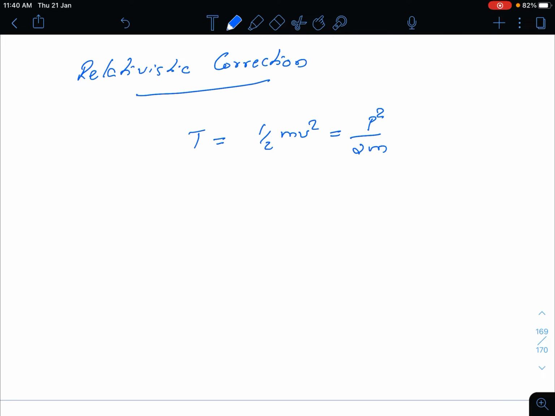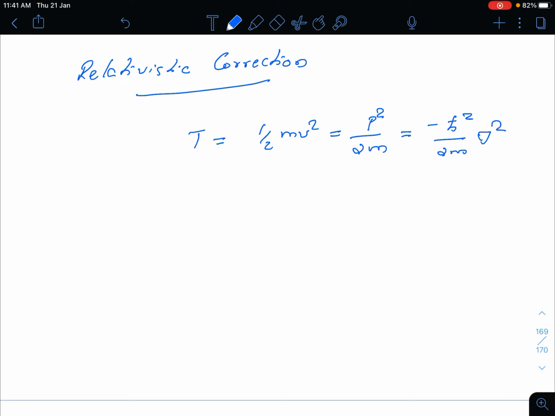If we consider this in operator form, it's simply minus h cross square by 2m del square. But that's not a correct expression for the kinetic energy, because the electron might be moving at a relativistic velocity. So what is the expression for relativistic kinetic energy?